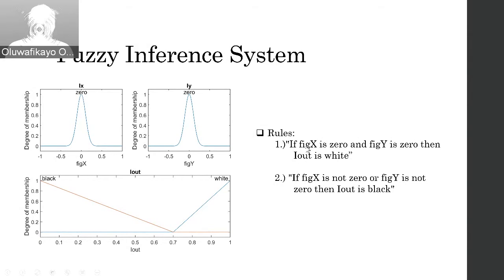So we say if the gradient of an image in the X direction is 0 and the gradient in the Y direction is also 0, then that pixel should be white in the output image. And if the gradient in either of the two directions is some number other than 0, then the output pixel is black.